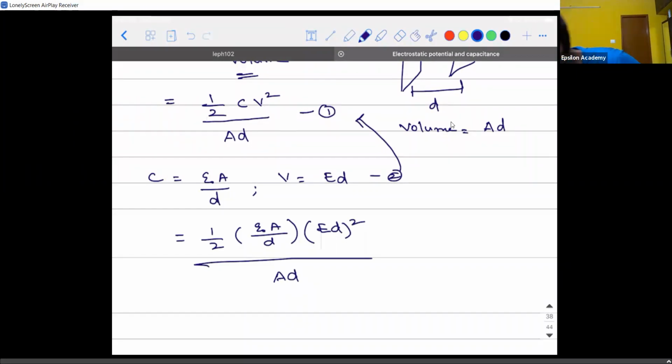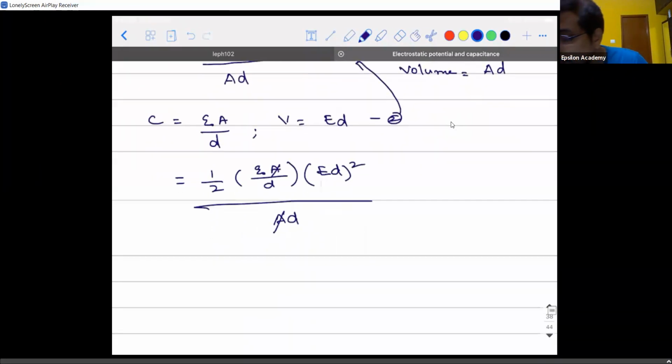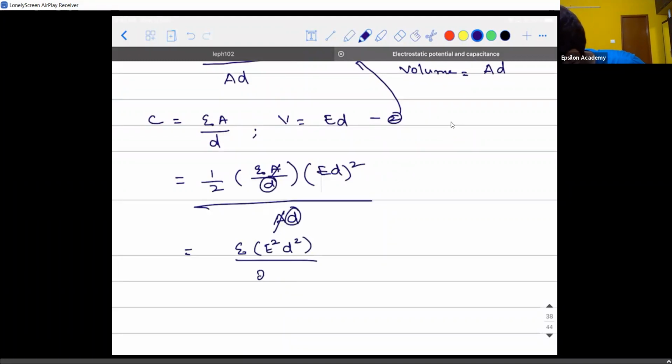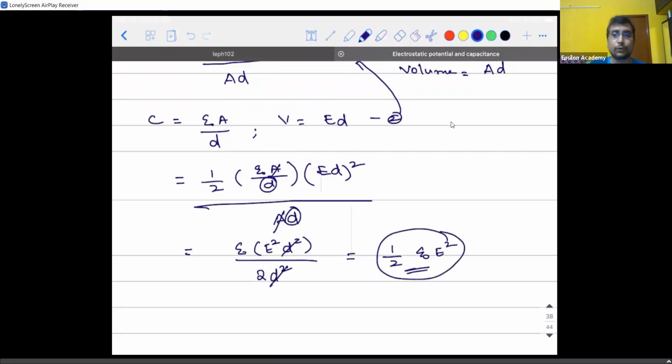Okay. So A and A will get cancelled. Epsilon naught into E square into D square divided by this D multiplied with this D is going to be D square, and there is a 2 in the denominator. So D square and D square will get cancelled. Half epsilon naught E square is the value of the energy density for a capacitor.